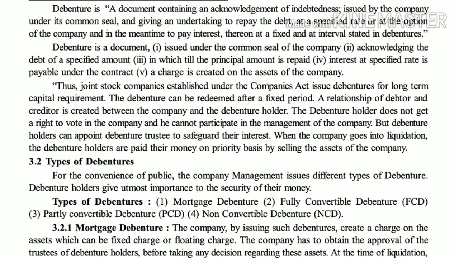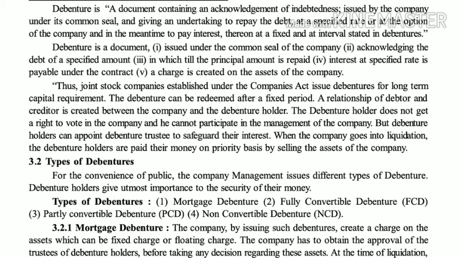Number two says acknowledging the debt of a specific amount. So the debenture document states the amount which is to be paid to the debenture holder. The third one says that till the principal amount is repaid, whatever amount is acquired by the company from the debenture holders, it must state the period, and within that specified time period it should be repaid.